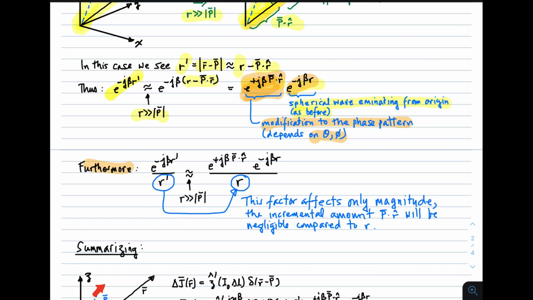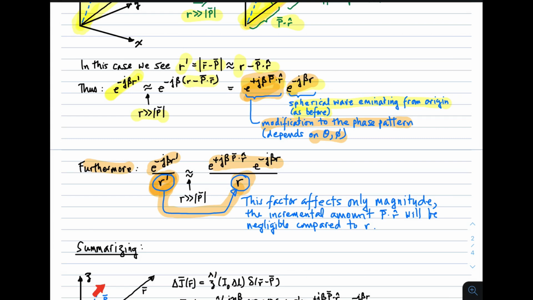Furthermore, we don't have just e to the minus j beta r prime, we have e to the minus j beta r prime divided by r prime. That's a spherical wave. The denominator there represents the magnitude dependence. So we've already determined that in this condition where the field point's far away, we have this, at least approximately. But we can replace in the denominator r prime simply with r, that is the distance from the origin.